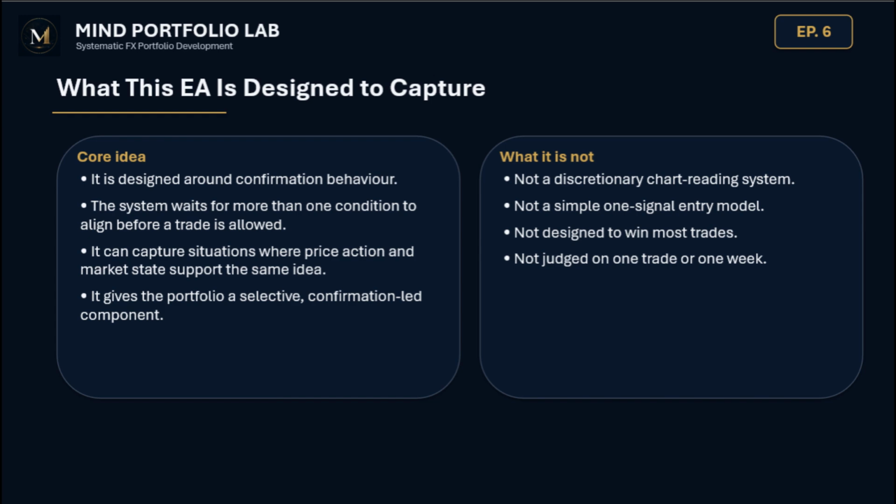That makes it different from the other systems I have covered so far. The previous day level EA is built around daily reference levels. The structure-based EA is built around broader market structure behavior. The session-based EA is tied to behavior around a defined trading window. This one is more about confirmation. That is useful because it gives the portfolio another type of behavior.